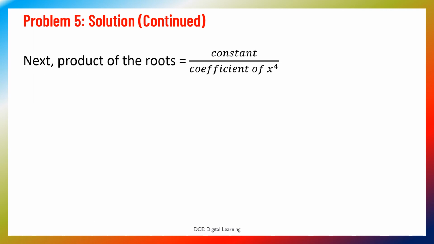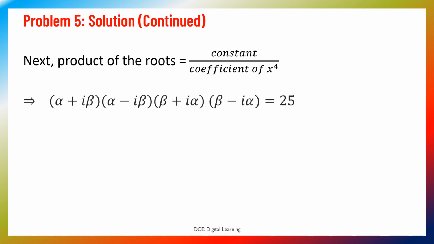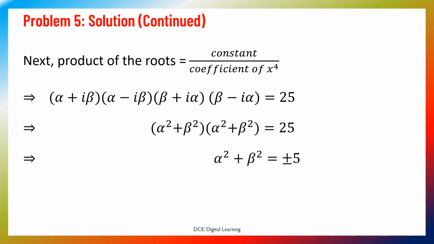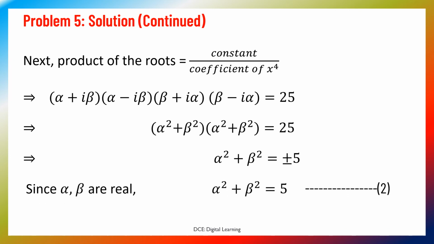Next, the product of the roots equals the constant by the coefficient of x^4, which implies (α + iβ)(α - iβ)(β + iα)(β - iα) = 25, which implies (α^2 + β^2)(α^2 + β^2) = 25, which implies α^2 + β^2 = ±5. Since α, β are real, α^2 + β^2 = 5. Equation 2.